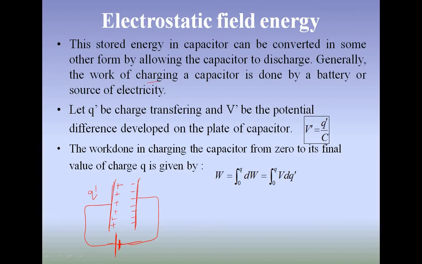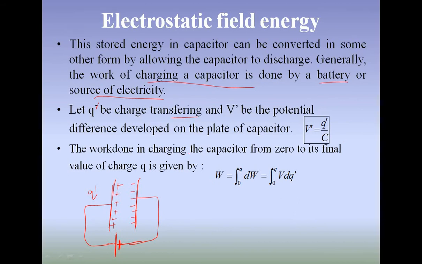Generally, the work of charging a capacitor is done by a battery or source of electricity. So you have seen that I have connected a battery in this case. So let Q dash be the charge being transferred. Okay, I have considered Q dash as the charge being transferred and V dash be the potential difference which is developed on the plates of the capacitor. So potential, you know, is Q by C. So V dash is equal to Q dash by C.